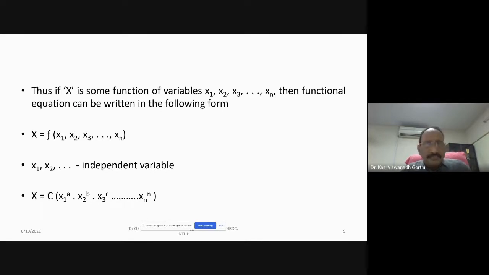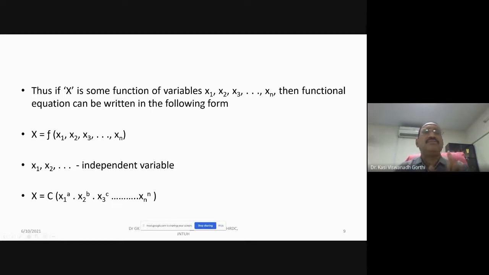If you start solving this exponential equation, we will be able to establish the relation between the dependent and independent variables. Okay. So if we take x as a dependent variable, which is a function of several independent variables like x1, x2, x3, and so on, xn. So what is x? x is the dependent variable. x1, x2, x3, and so on, xn are the independent variables. The relation between them may be expressed as a functional relation, and also as an exponential relation using Rayleigh's method. Let us take up the functional relation.